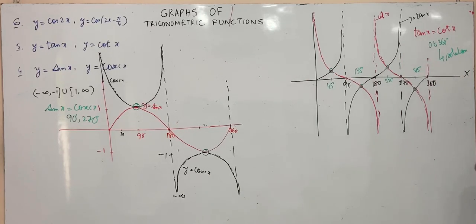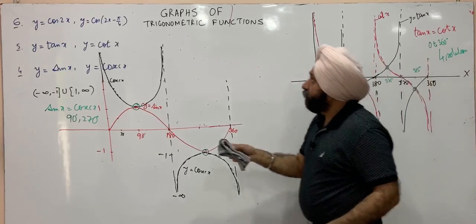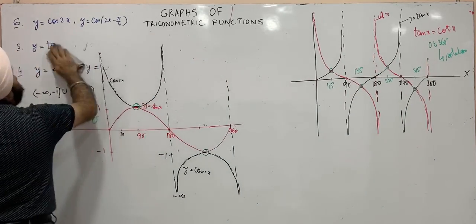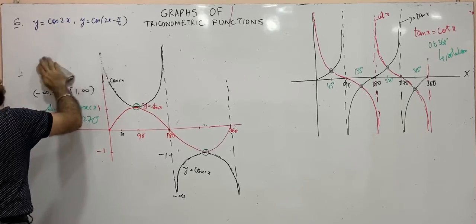Coming to the last question, we have cos of 2x. The second function is cos of 2x minus pi by 4.